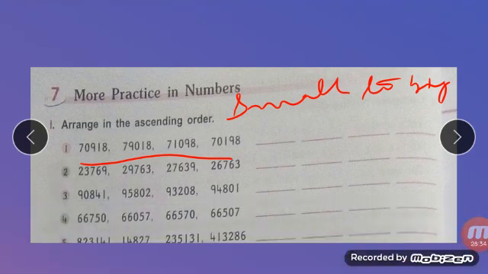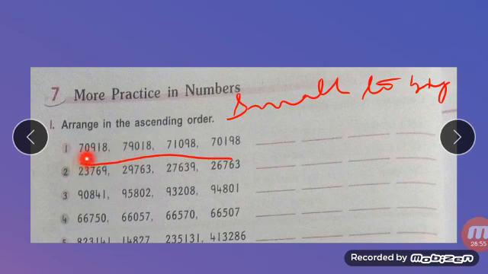Count the digits, otherwise you will not get it. 1, 2, 3, 4, 5 digits. Here also 5 digits. All have 5 digits. Now you have to see the place. Look at this place: ones, tens, 100, 1,000, 10,000. Look at the 10,000 place. 7, 7, 7, 7. All are the same.